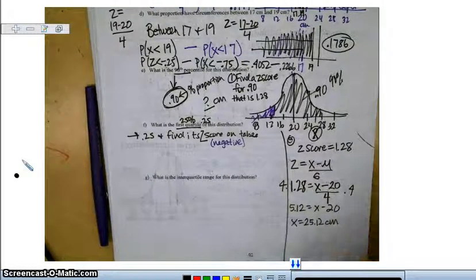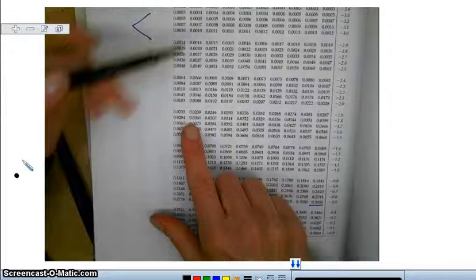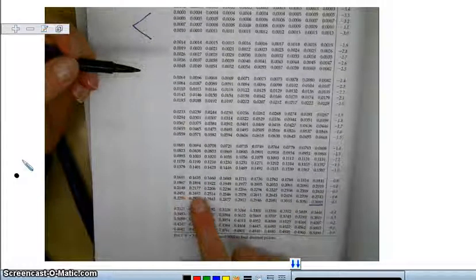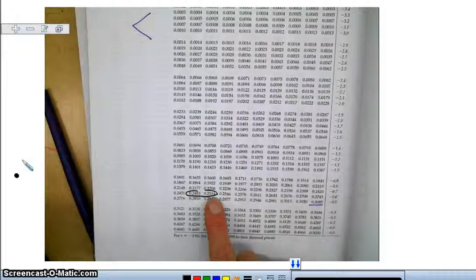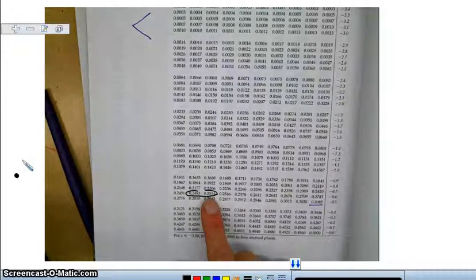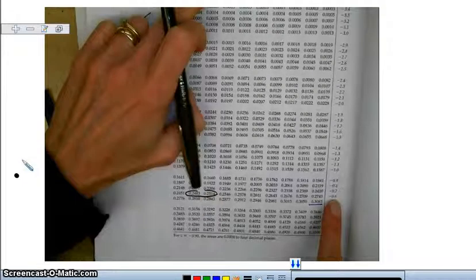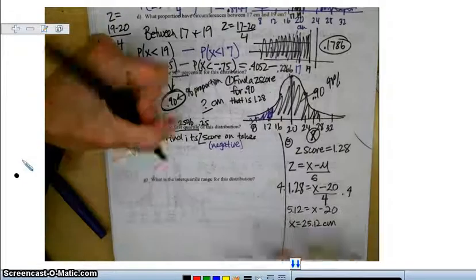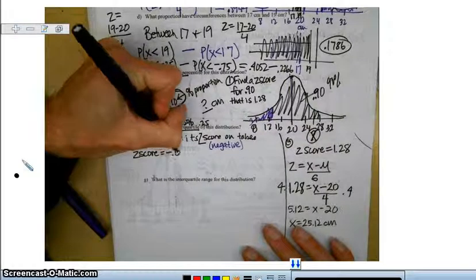So I need to find the closest thing to 0.25 on my distribution. Here's 0.2483 and here's 0.25. I think 0.2514 is closest to 0.25. So that would be negative 0.67, the z-score. So the z-score for that was negative 0.67.